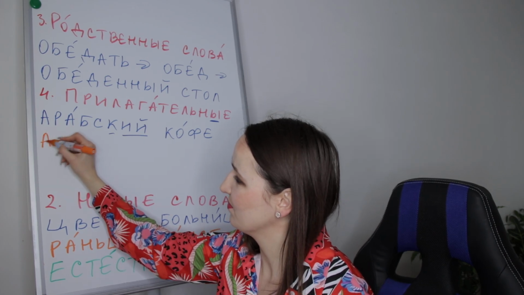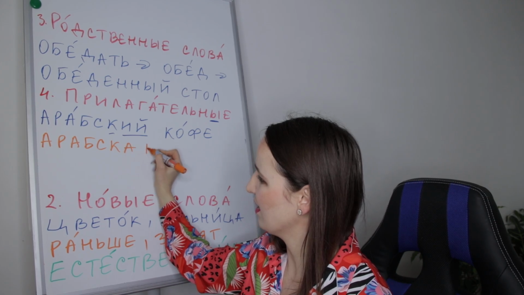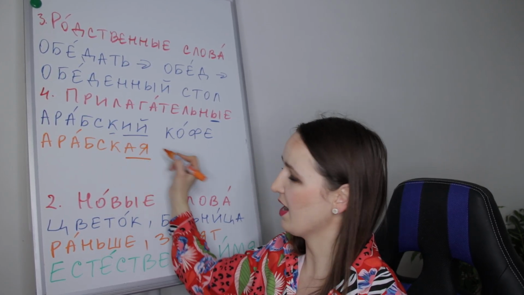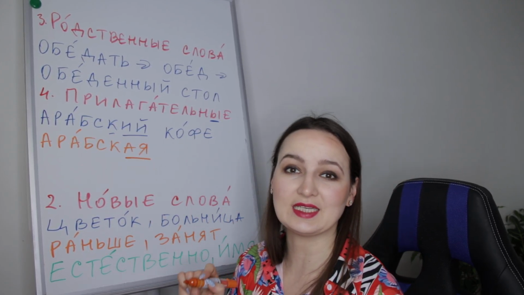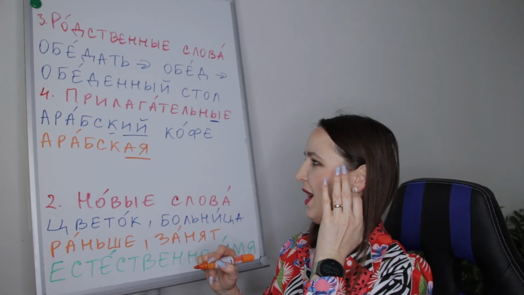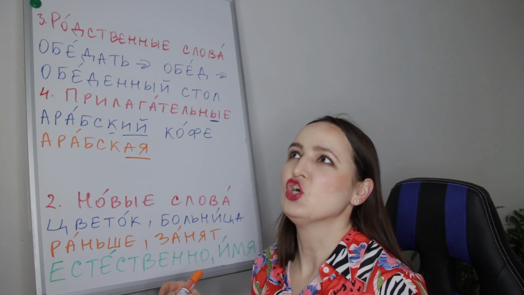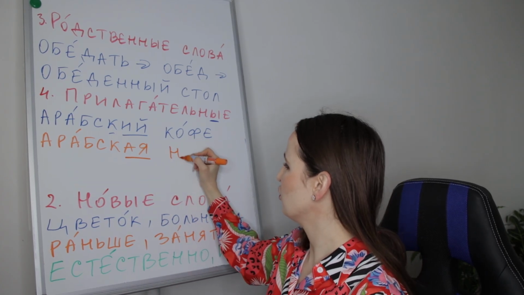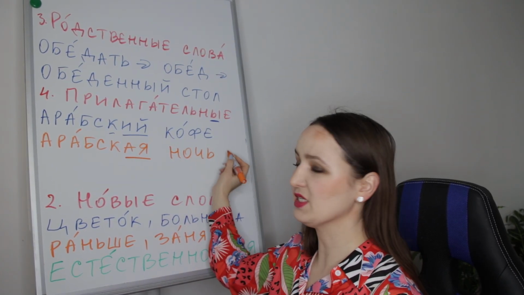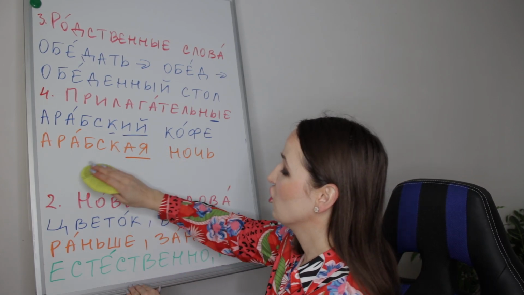Арабская, feminine. Арабская, ая ending, so we need a noun in feminine. Did I turn on the microphone? Yes. Слава Богу. Let's say ночь. Ночь is feminine and it means night. Arabic night. Арабская ночь.